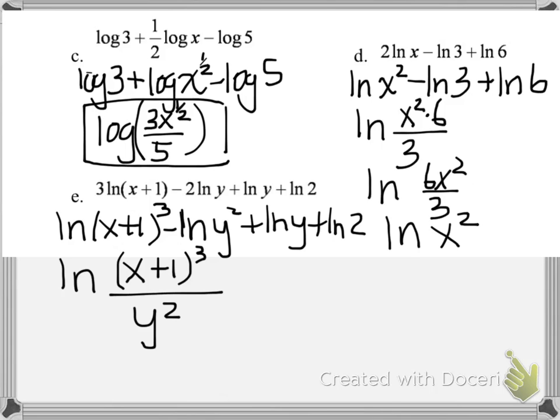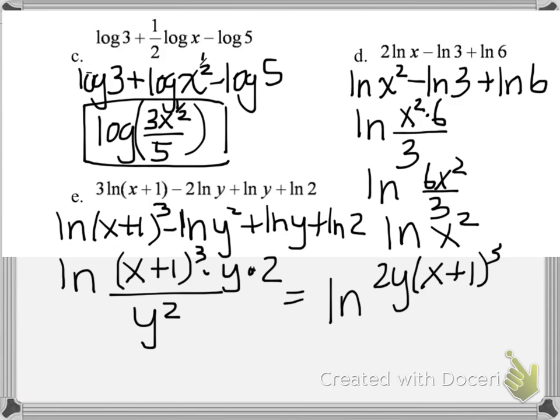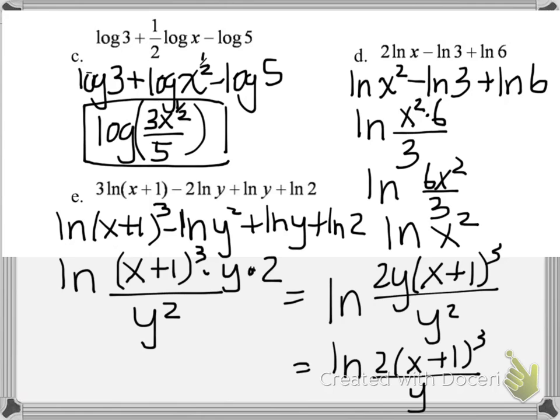And then the next one's addition, so that means it was multiplied. And the last one's addition, so it was multiplied. If I go ahead and fix this up, we get something that looks like this. And again, because it is a fraction, I want to reduce variables or terms that are divisible. So my final answer for this one is ln 2 times the quantity x plus 1 to the third, all divided by y.